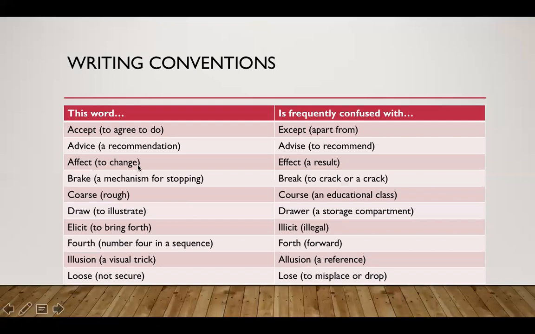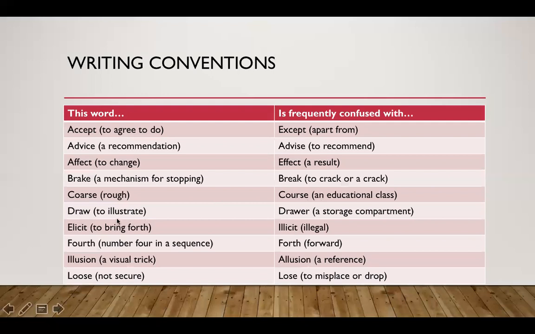Affect means to change. Effect is a result. Brake, that's a mechanism for stopping, like something that you find in your car or on your bike. And this kind of break is like I give you a 10-minute break to grab a snack at Tim Hortons, for example, halfway through SAT practice. Coarse with O-A-R-S-E means rough, like sandpaper. Course with a U is like what you're doing, your SAT course. It's an educational class.